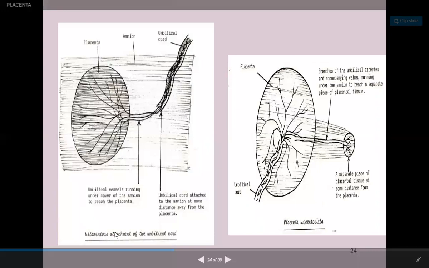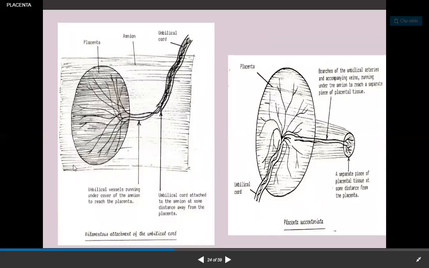This is filamentous attachment of the umbilical cord. This one is the basic structure. This is the placenta, this one is the amnion, and this is the cord, with umbilical vessels running under cover of the amnion to reach the placenta. In battledore, the umbilical cord starts from the margin, but in filamentous, it starts at some distance, which is present for the arising of the umbilical cord. So the umbilical cord is attached to the amnion at some distance away from the placenta. That is filamentous cord.